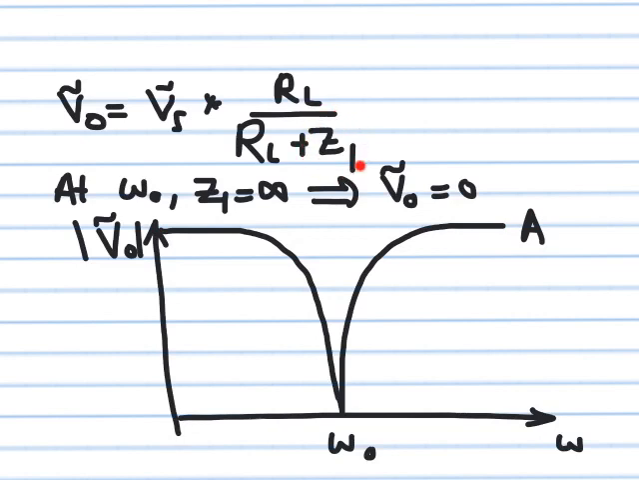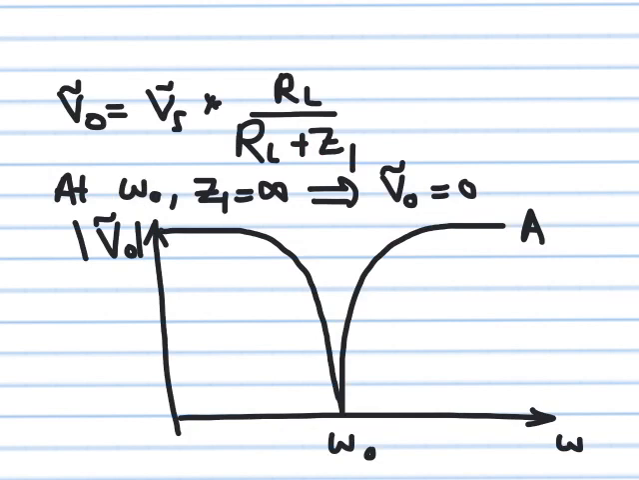If omega goes to infinity, this term becomes 0. V output will be 0, so you get this sudden dip. What I'm showing here is the modulus of V output. Modulus of V output means it's the amplitude of the oscillations of V output, because everything here is sinusoidal.